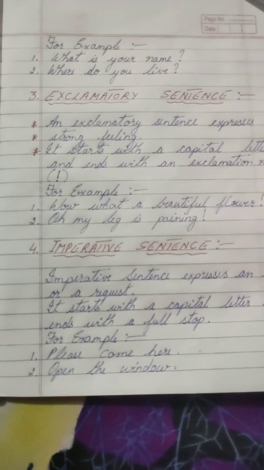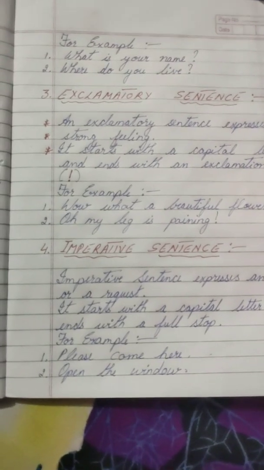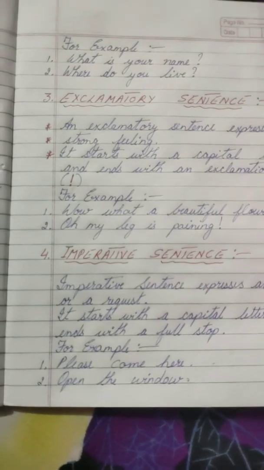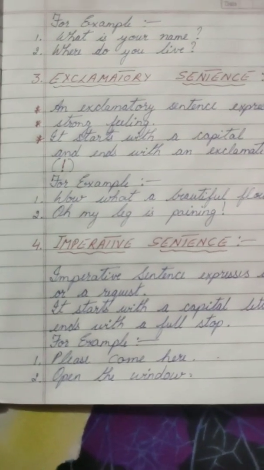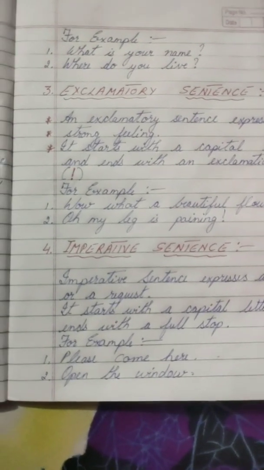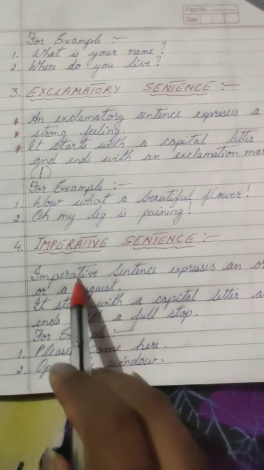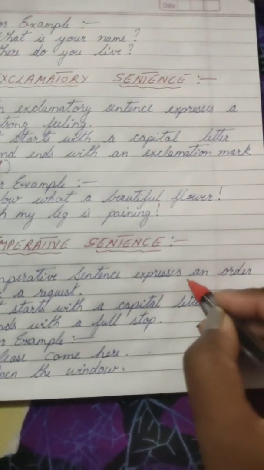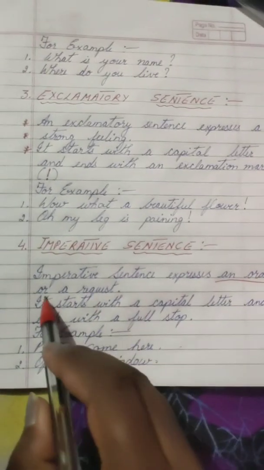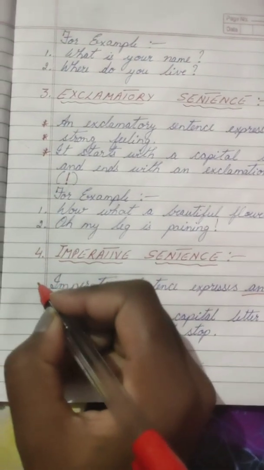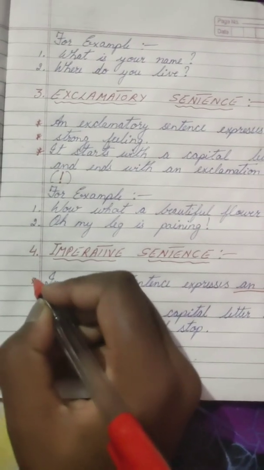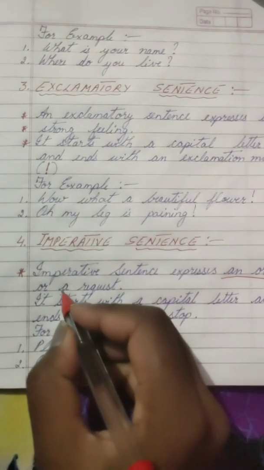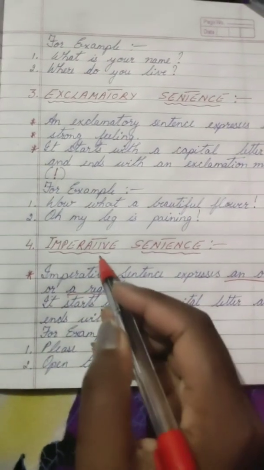Please close the door. Can you open the window? So these types of sentences are known as requests. So this is also an imperative sentence. Okay. So imperative sentence expresses an order or a request. Okay. So किसी भी सेंटेंस में जहाँ पे आपको लगता है कि वहाँ पे ऑर्डर दे रहे हैं या वहाँ पे रिक्वेस्ट कर रहे हैं, that is imperative sentence.